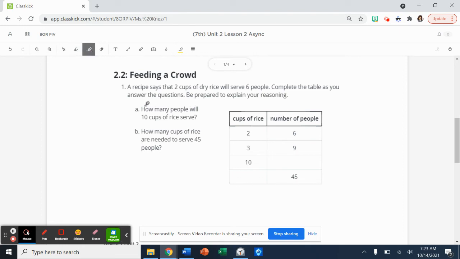So the first question says, how many people will 10 cups of rice serve? And we can see this question in the table where we have 10 and a mystery number of people. We know that 2 cups of rice serves 6 people, so go ahead and fill in this blank in your ratio table.